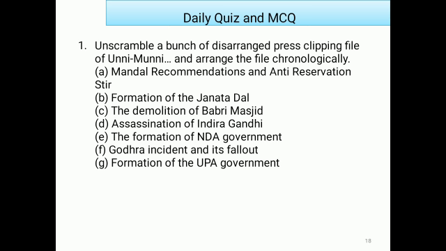First of all, you have to go through all these, and then you have to answer them. You have to tell what happened first. So first comes the assassination of Indira Gandhi in 1984, formation of Janata Dal in 1989, Mandal recommendations and anti-reservation stir in 1990. The demolition of Babri Masjid happened in 1992. The formation of NDA government in 1997. Godhra incident and its fallout in 2002. And then comes the last one, formation of UPA government in 2004. Okay.